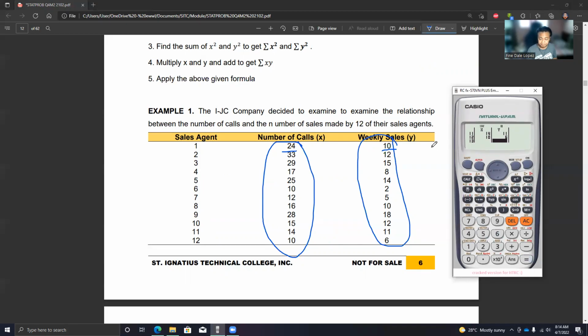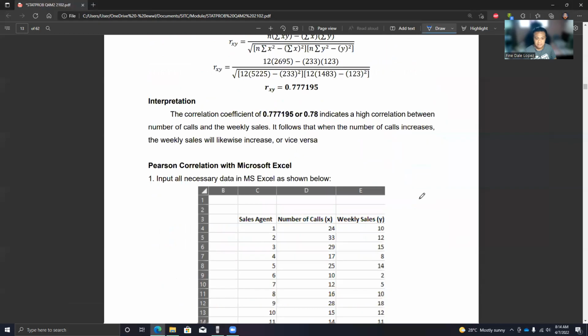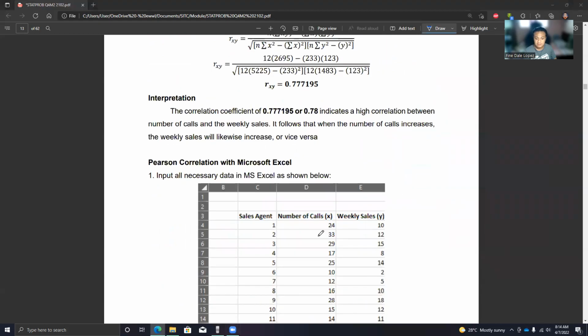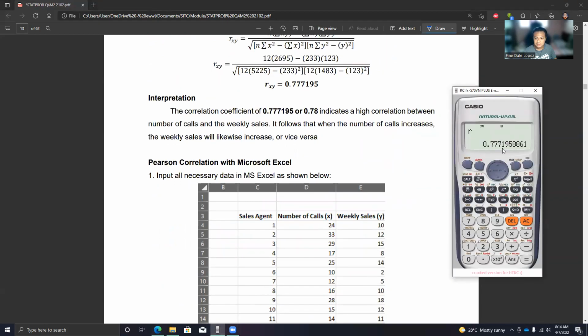So press AC. Press AC, and then shift 1, and then regression, press 5. Okay, so nakita ninyo ang R. Ang R, ana. And then press equals. Okay, 0.771, ana siya. So it's 0.77195. Okay, so that's it.